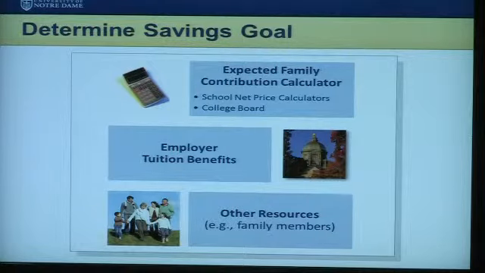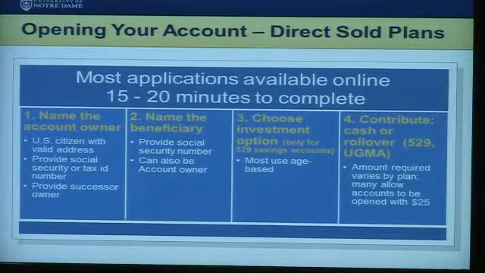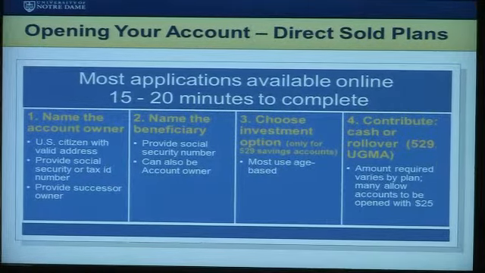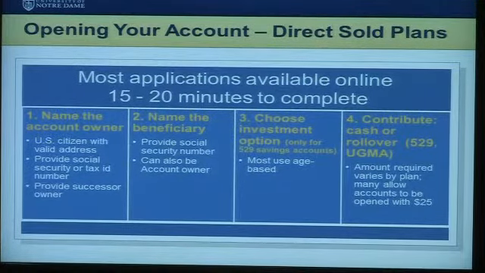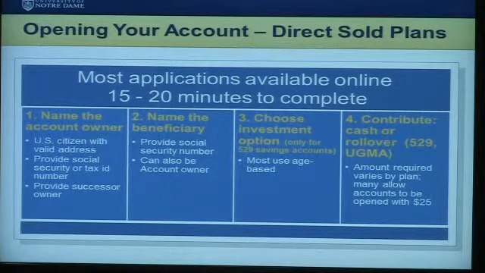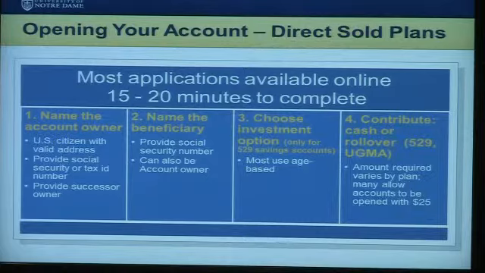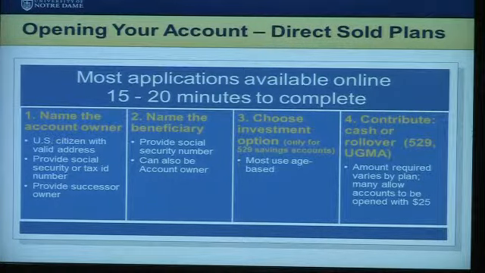So how do we get going? It's something you can do on the web today. It would take probably 15 or 20 minutes to open an account. The first thing we have to determine is who's going to be the account owner, and it could be you, the parent, you, the grandparent, it could be an uncle, could be anybody. And then who's the beneficiary going to be would be the next issue. And the child might not even be born yet. Well, then there's a way of setting up an account, even though there wouldn't be a Social Security number yet for a few months until after the child receives one.